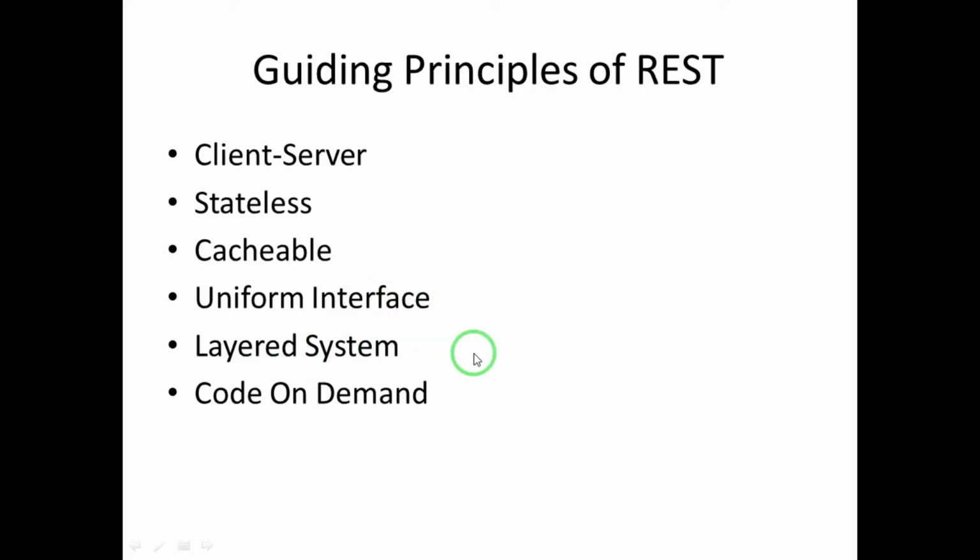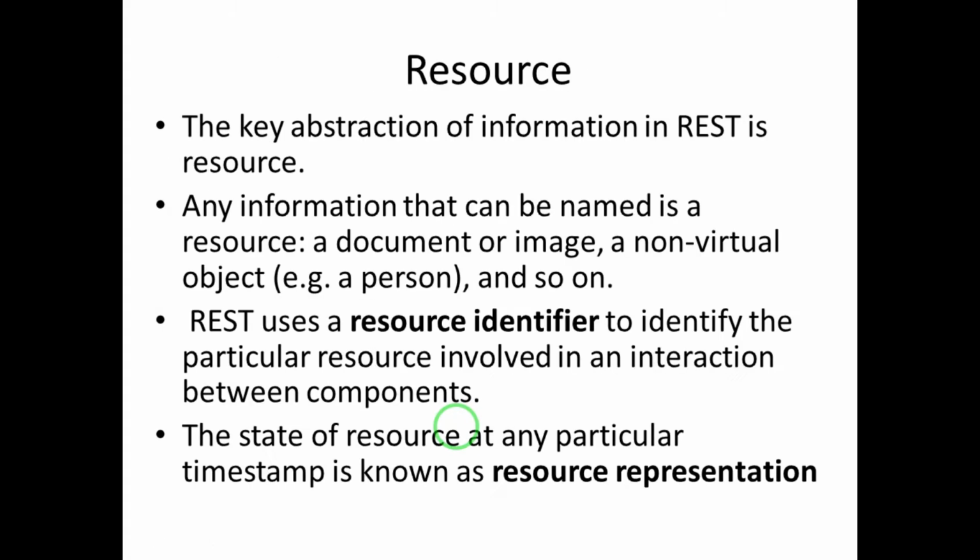Layered system means RESTful is also layered: there is a client, a server, and a database, so there are certain layers on which it works. Code on demand means that for implementing a RESTful API we don't demand a particular language; it is optional. For example, you may use Java, Node.js, C#, JavaScript, or any language for implementing this RESTful interface.